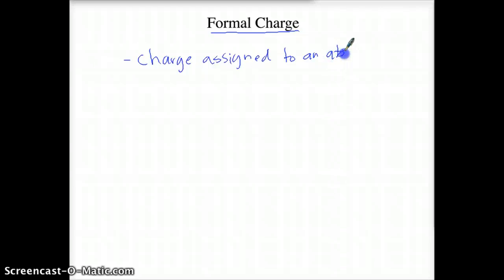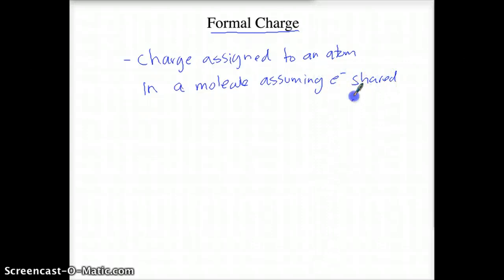In this video, we're going to talk about how to determine something called the formal charge on atoms in covalent compounds based on Lewis structures. So, formal charge. What is formal charge? Formal charge is charge assigned to an atom in a molecule, assuming that the electrons are shared equally.